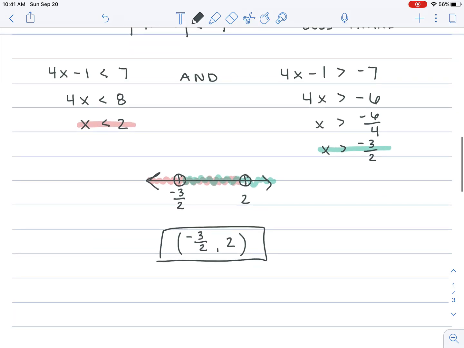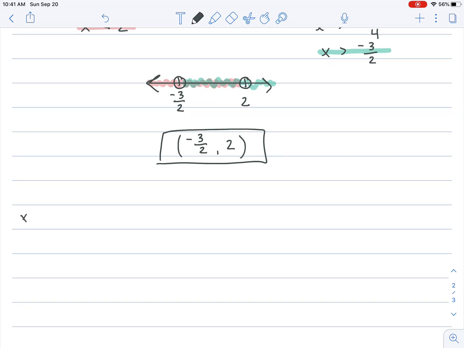One quick thing I want to kind of highlight for you guys. All right, if we have a problem that looks like this. So if you have an absolute value that is greater than a negative. So here's what I mean by that. If we have an absolute value, 4x minus 1, and it's greater than -7.